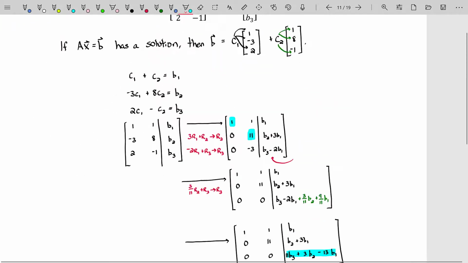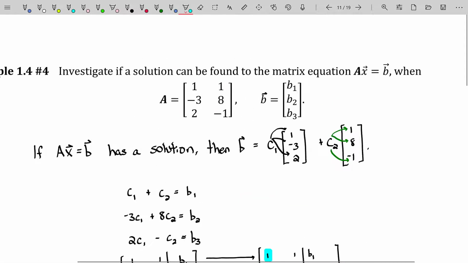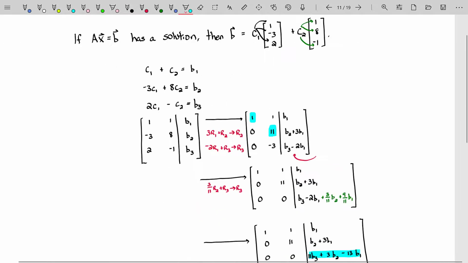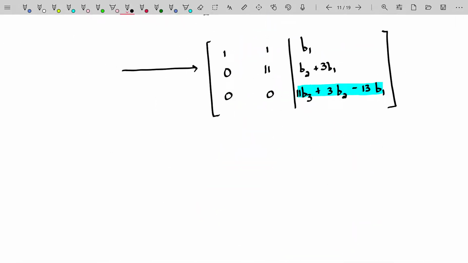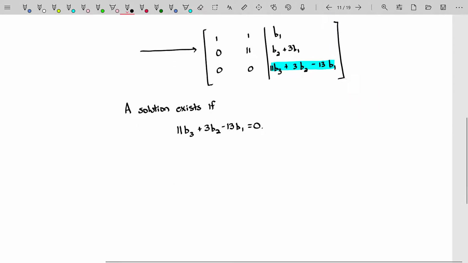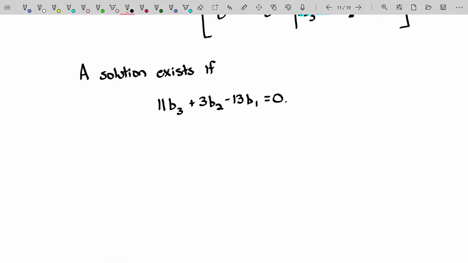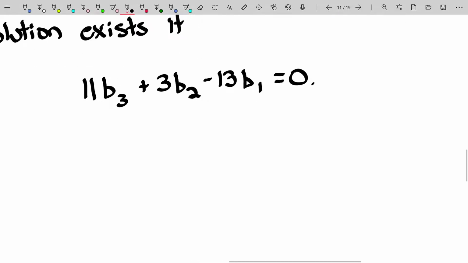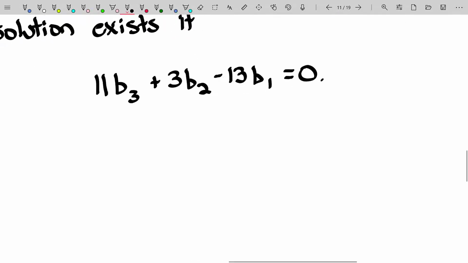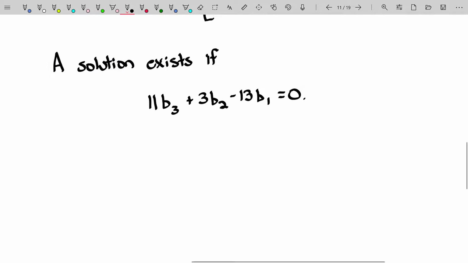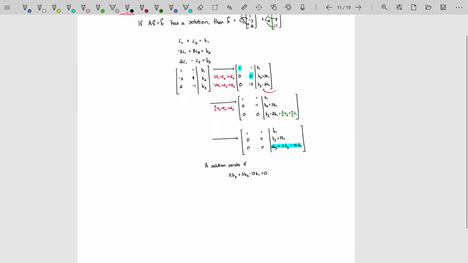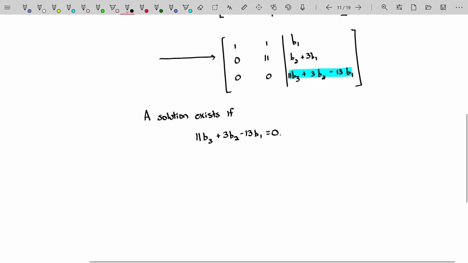Going back to the original question to make sure we answer it correctly, investigate if a solution can be found for this matrix equation. So it turns out a solution can be found as long as we have that condition right there. Now, how can we visualize that result? A lot of students will get to that point and say, okay, I guess that just means that whatever B1, B2, and B3 are, they have to satisfy this equation for this original matrix equation to have a solution. And that is true technically.